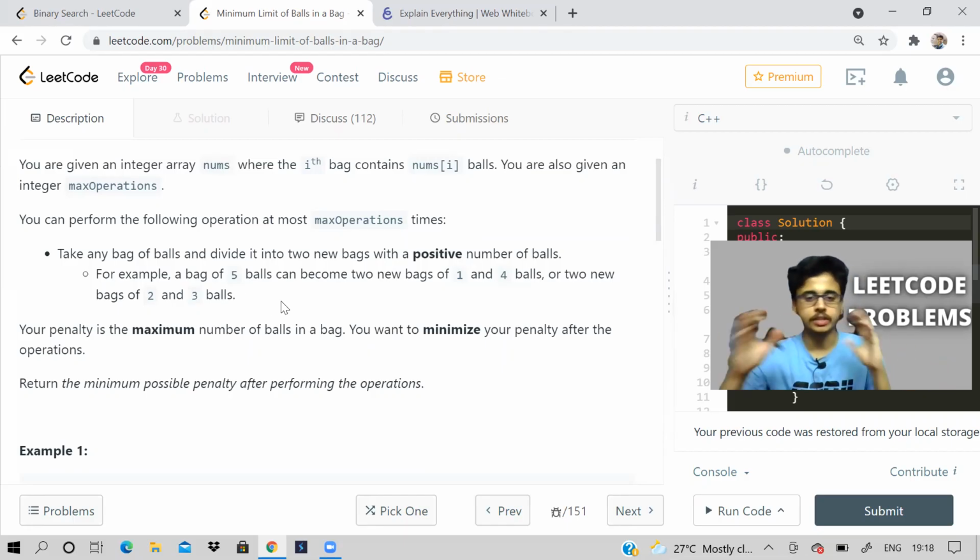So they are saying you just divide it in such a way that each bag contains a positive number of balls, which means one bag cannot contain 0 balls, which is obvious, right? Why would you divide it into two bags in such a way that one bag won't even have a ball? Okay, so let us read further. Your penalty is the maximum number of balls in a bag. You want to minimize the penalty. Return the minimum possible penalty after performing the operations.